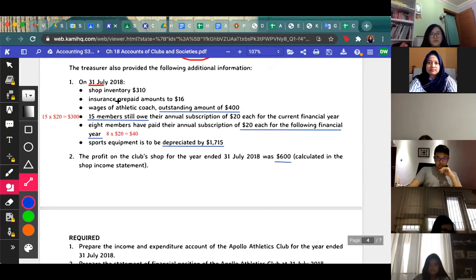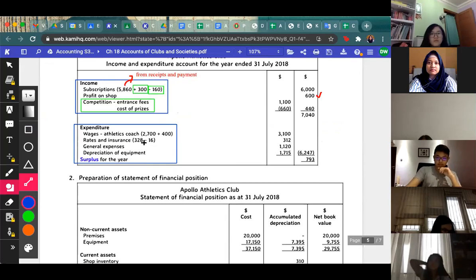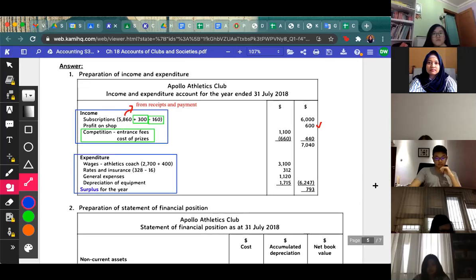And there is a prepaid at the end as well for insurance. That is why you have to deduct it. Yeah. And then total income is 7040. Total expenses is 6247. And then it is positive, so it is a surplus. Yeah. Any questions so far?